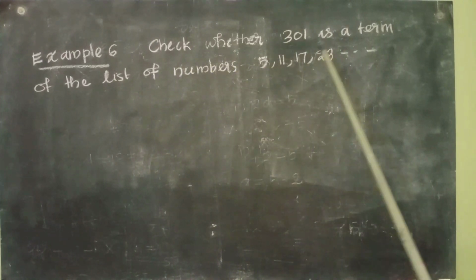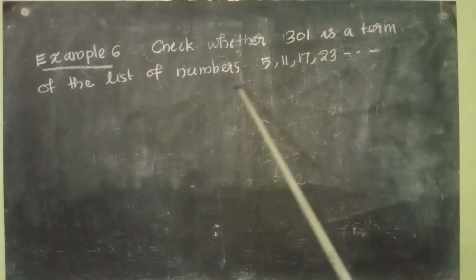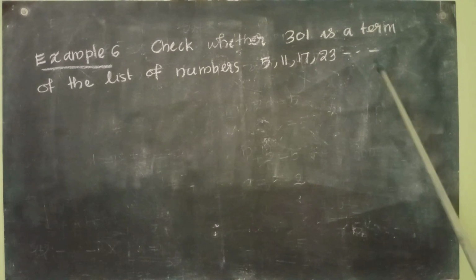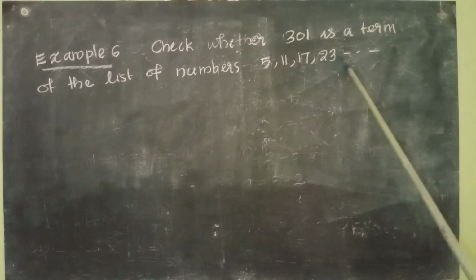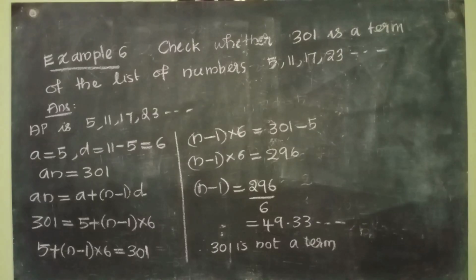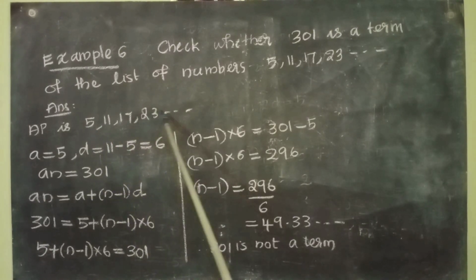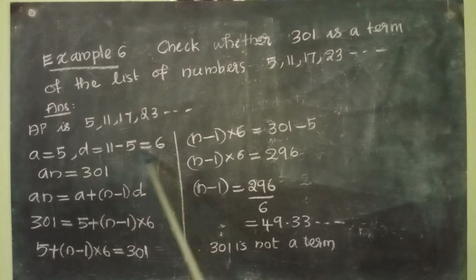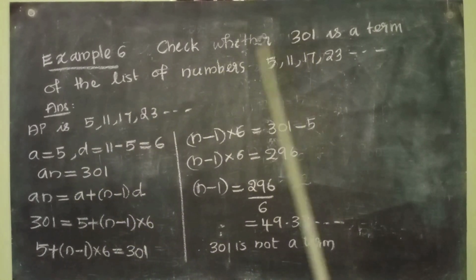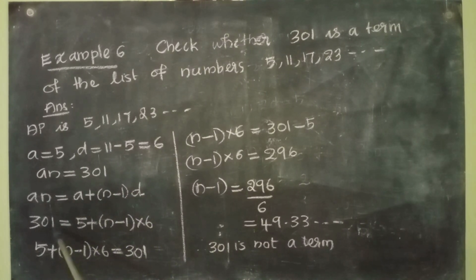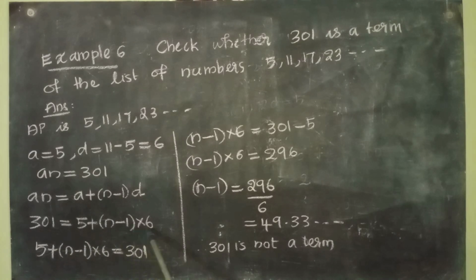Example 6, check whether 301 is a term of the list of numbers 5, 11, 17, 23, etc. We have to check whether 301 is also a term here or not. Let us do. AP is 5, 11, 17, 23, etc. a equal to 5, d equal to 11 minus 5 equal to 6. an equal to 301. We can use the formula an equal to a plus n minus 1 into d. That is 301 equal to 5 plus n minus 1 into 6.